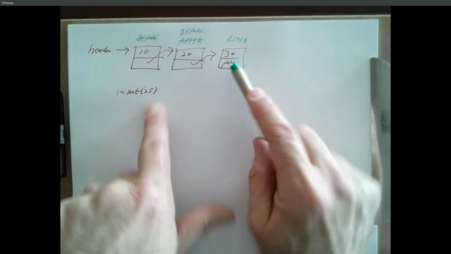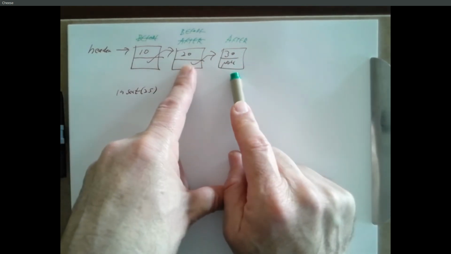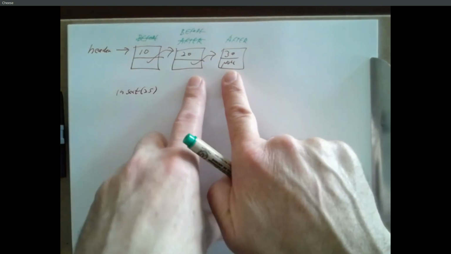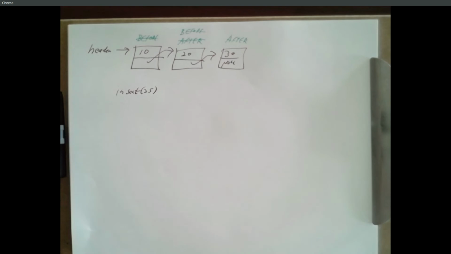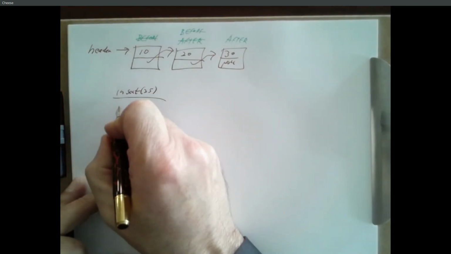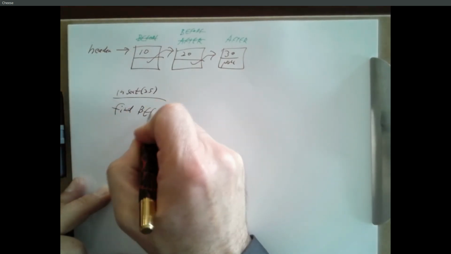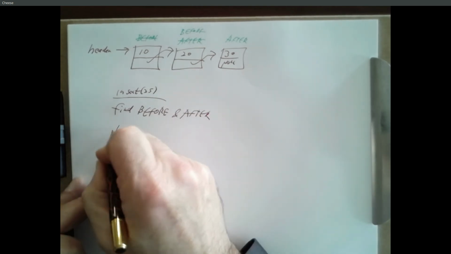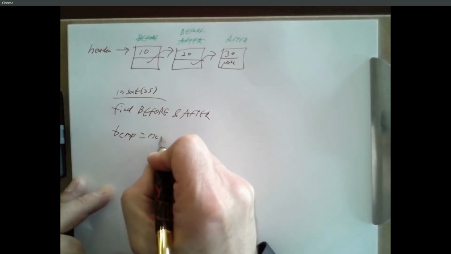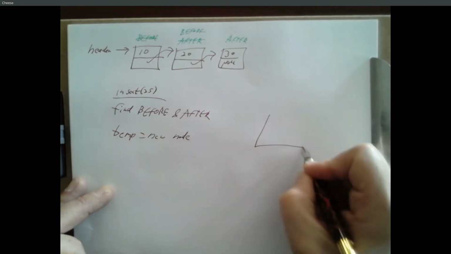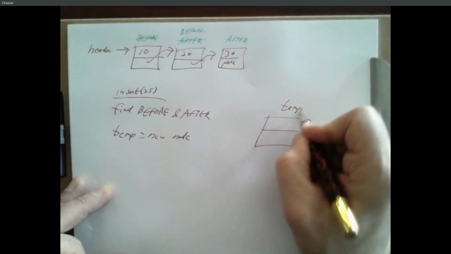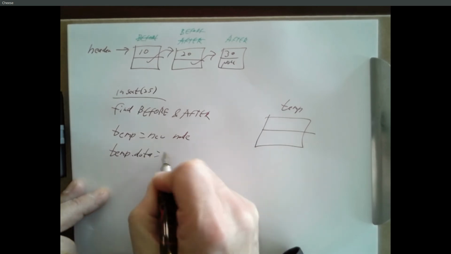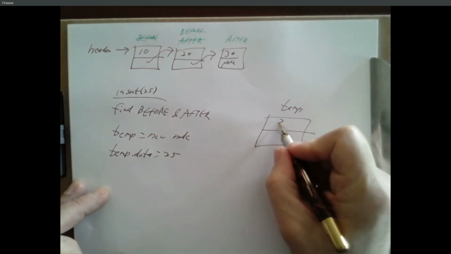Okay, so the first part of your insert is figuring out these two nodes that sandwich where the new node should go. And I'm just going to call this before and after. Once you've got this, it's fairly straightforward. So find before and after, then make a new node. So I'll call it temp. Set the data to whatever value you're inserting, 25 in this case.